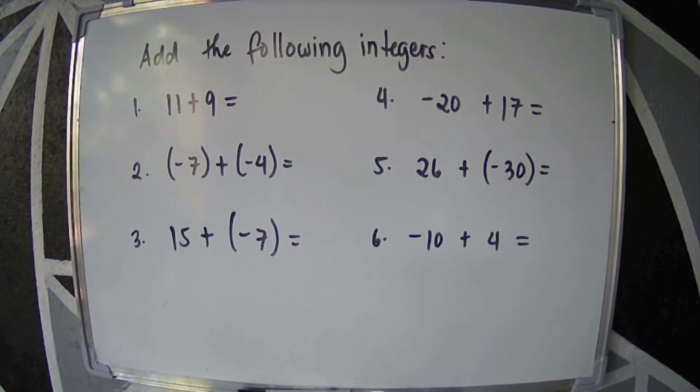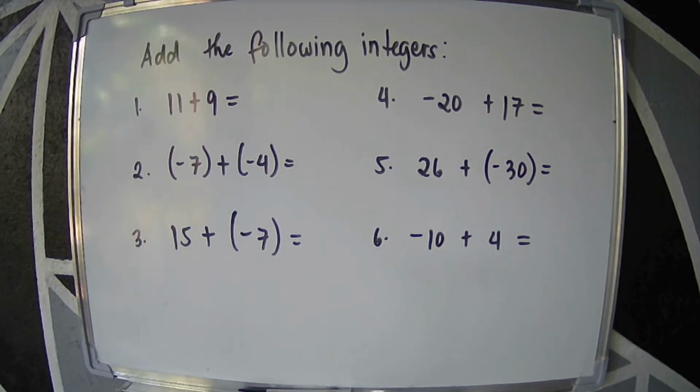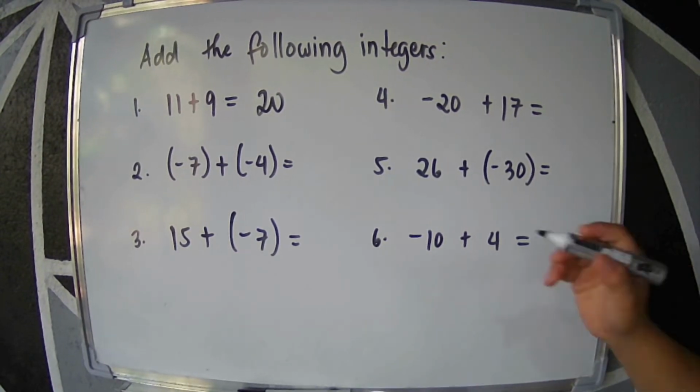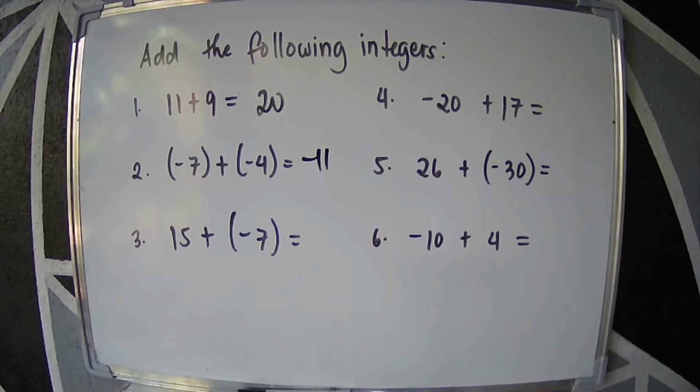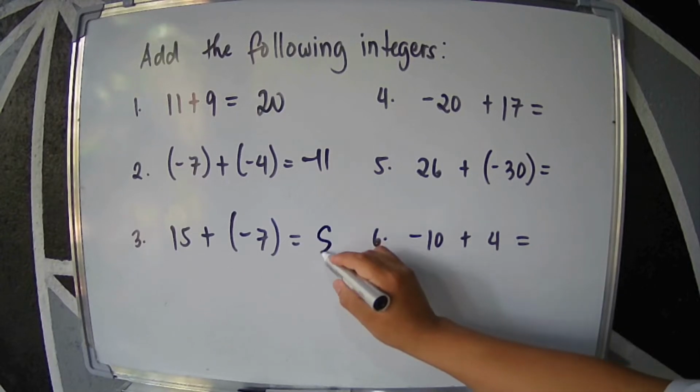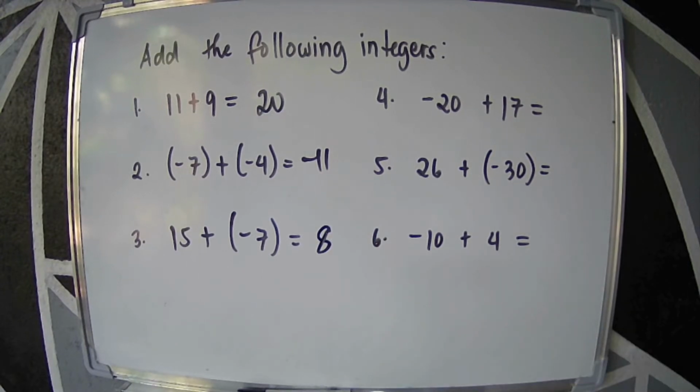Number 1, 11 plus 9. 20. That's right. Number 2, negative 7 plus negative 4. Negative 11. That's correct. It's negative 11. Number 3, 15 plus negative 7. Positive 8. Correct. It's positive 8. Number 4, negative 20 plus 17. Negative 3. That is correct.